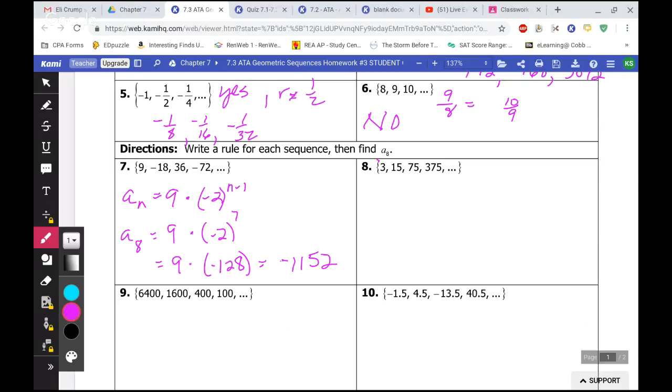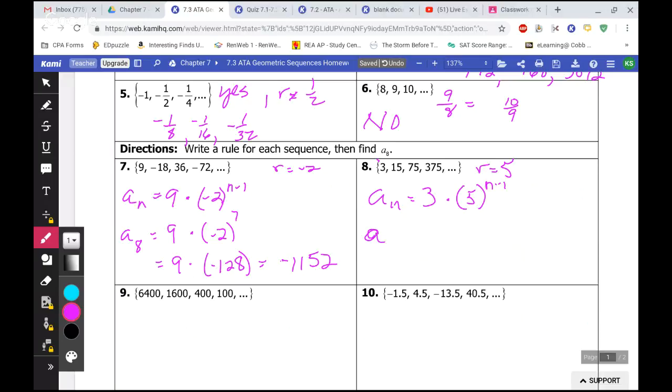So like number 8, it looks like if I took 15 divided by 3, that's 5. If I took 75 divided by 15, it's 5. So my common ratio is 5. I didn't write the common ratio over here, but I wrote it in. So now what I'm going to do is just take my formula and start plugging in the things I know. I know the first term is 3. I know the common ratio is 5. And then it's n-1.